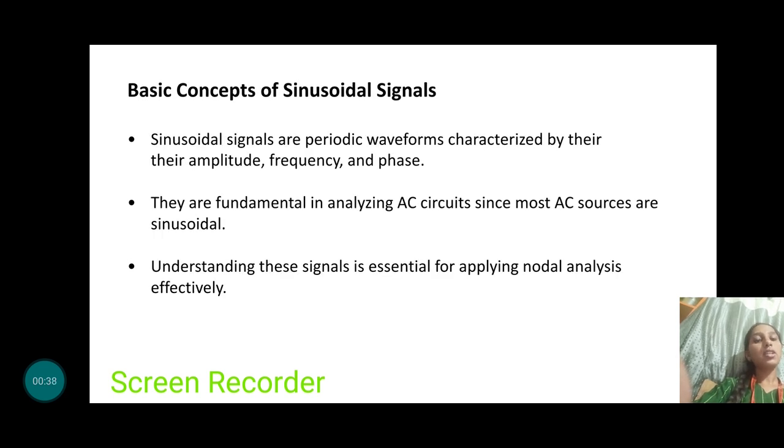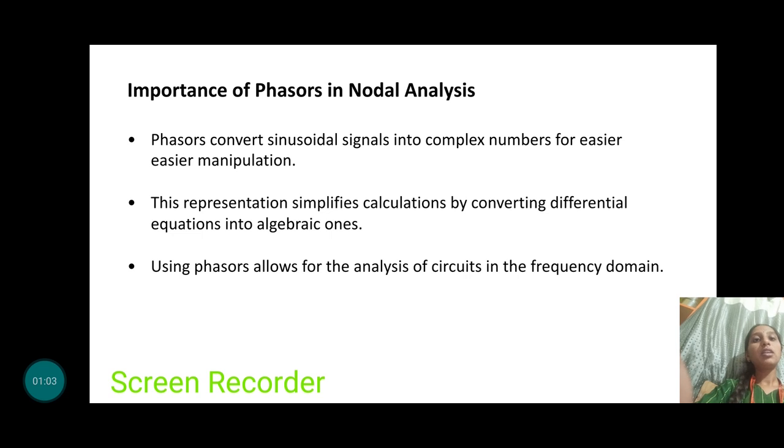Basic concepts of sinusoidal signals. Sinusoidal signals are periodic waveforms characterized by their amplitude, frequency, and phase difference. They are fundamental in analyzing AC circuits, since most AC sources are sinusoidal. Understanding these signals is essential for applying nodal analysis effectively.